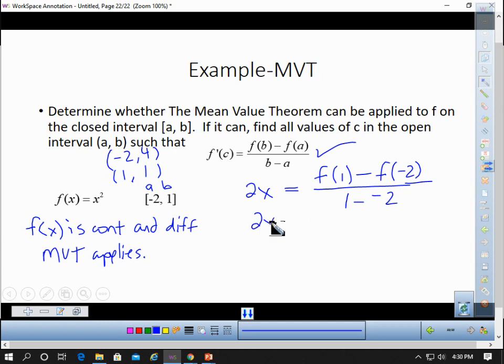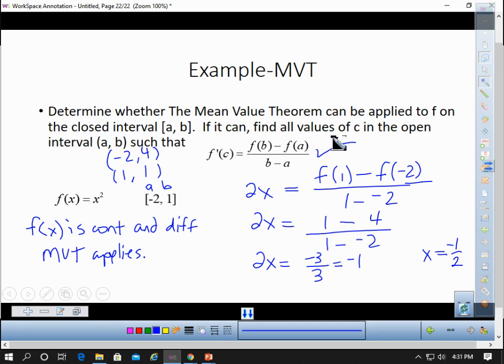So basically that's what I'm doing. I'm doing slope. This is my derivative on this side, 2x, and over here is slope. So f of 1 is 1, that's where you put 1 in the function, minus f of negative 2, the y coordinate for negative 2, which is 4, over the difference in my x's, 1 minus negative 2. That's just doing slope, y2 minus y1 over x2 minus x1. So 2x equals negative 3 over 3, which is negative 1. And when you divide by 2, x is negative 1/2.